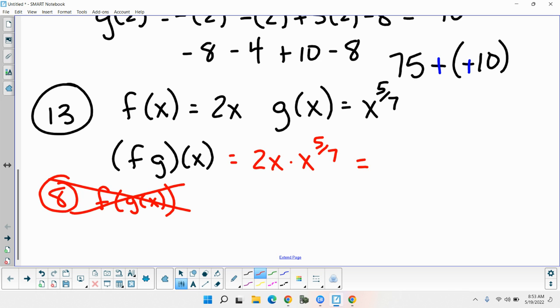x is 7/7, right? It's 1, right? We're supposed to do something with those exponents. What am I supposed to do with 7/7 and 5/7? Add them, right? That's the rule for exponents: just add the exponents when you're multiplying two terms with the same base. So that's 12/7. Okay? That's all. Simple, right?